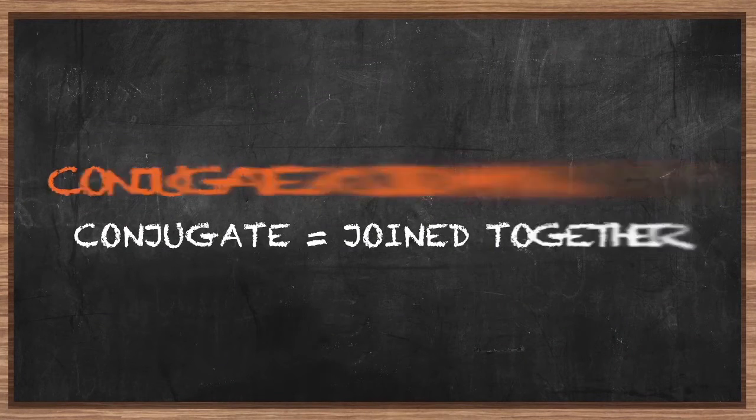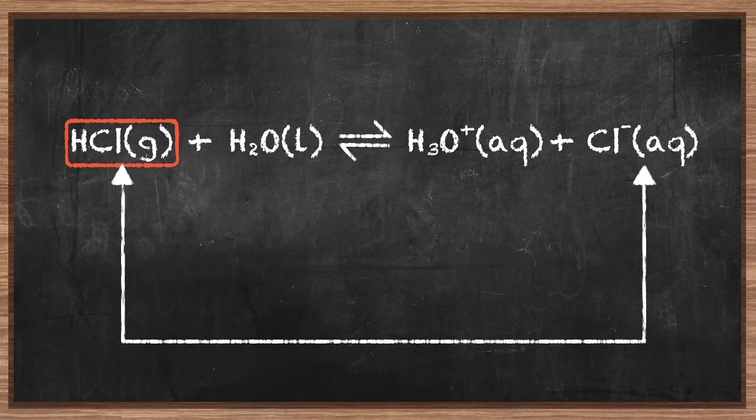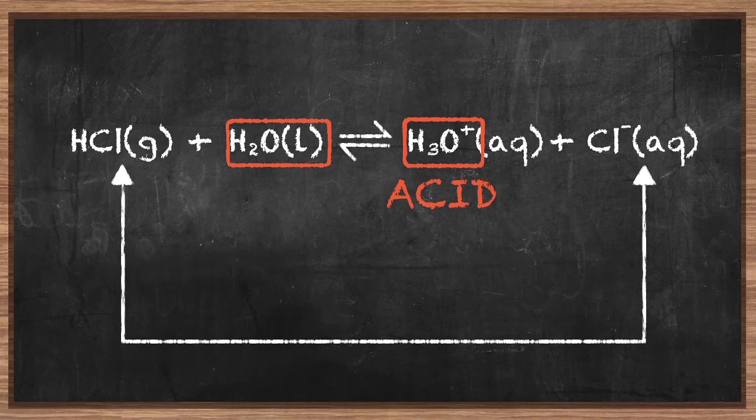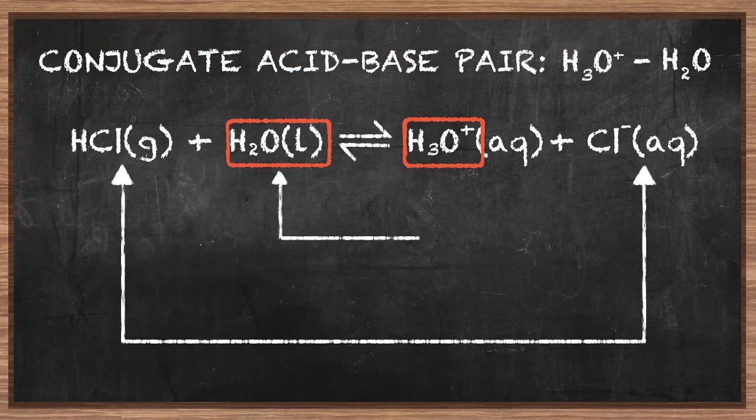However, there is more to come. Hydrogen chloride donates its proton to the water molecule. In this case, the water molecule acts as a base when it accepts a proton. That is the hydronium ion. Hydronium ions can donate protons. They are Lowry-Bronsted acids. The second conjugate acid-base pair is therefore the hydronium ion and the water molecule.